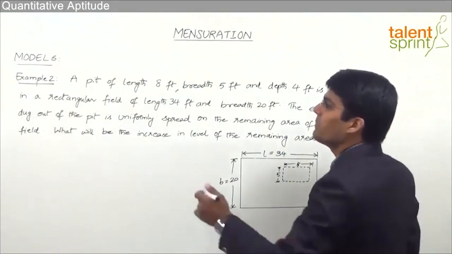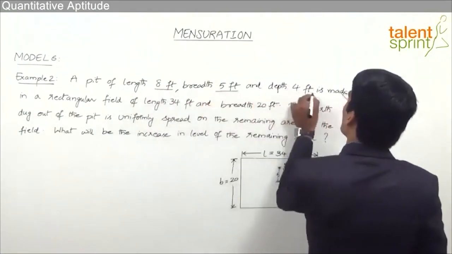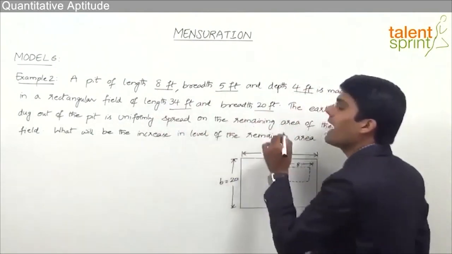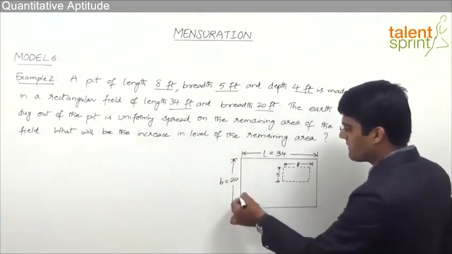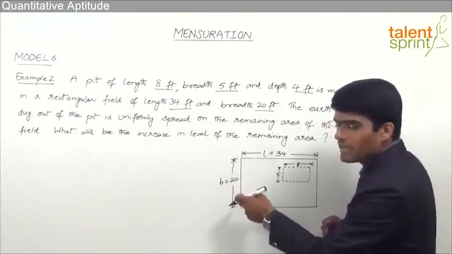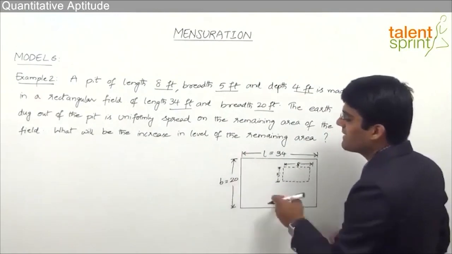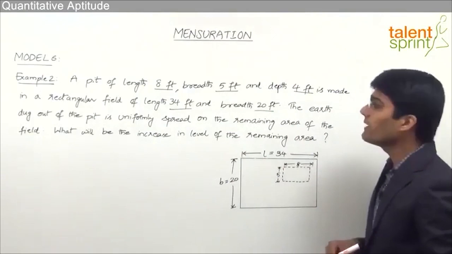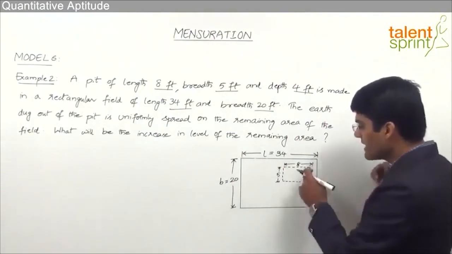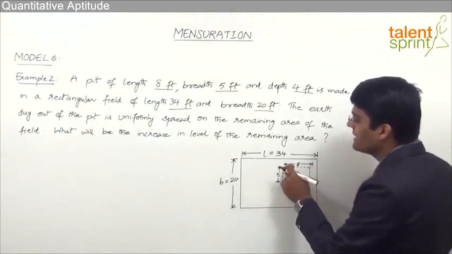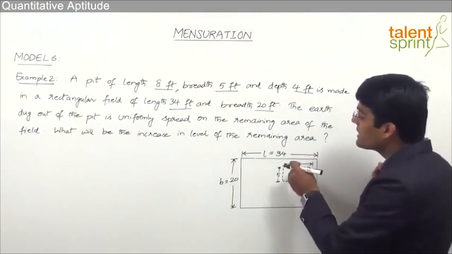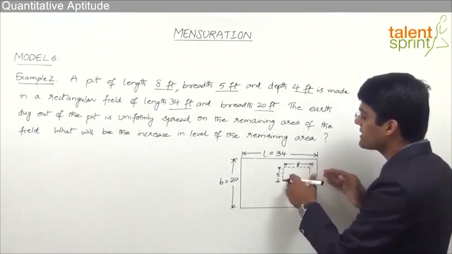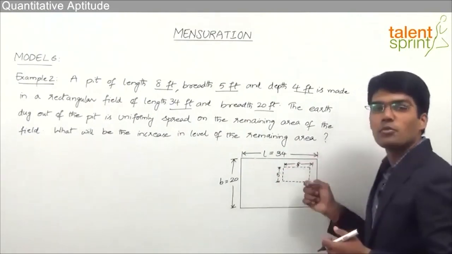So as you can see, a pit of length 8 feet, breadth 5 feet and depth 4 feet is made in a rectangular field of length 34 feet and breadth 20 feet. So this is the rectangular field of length 34 and breadth 20. Inside this rectangular field, a pit of length 8, breadth 5 and depth 4 feet is made. That means here is the pit which is of length 8 and breadth 5 and the depth is 4 feet. Understand friends, this is the top view of the field. This pit what is being made here is dug inside up to 4 feet.